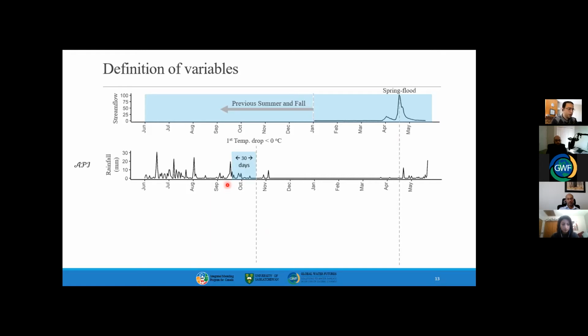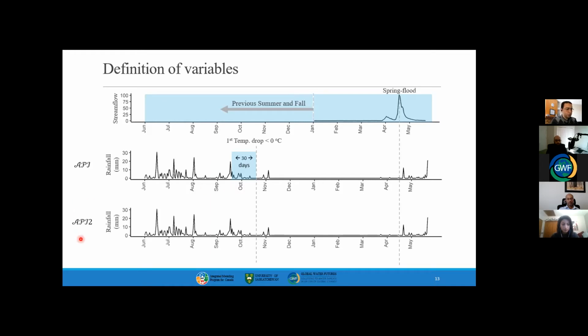So we defined another antecedent precipitation index and called it API2, but it's more general because it would consider all the precipitation or the rainfall that occurred from the 1st of June to the date of the first drop in temperature. Indeed, a portion of API2 will be lost as evapotranspiration, infiltration to the groundwater, or exit the system as summer stream flow. However, it still provides a general overview of the basin wetness during the previous summer.